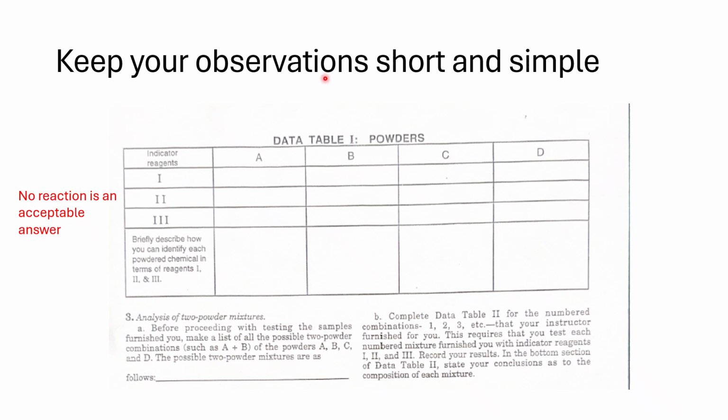Again, keep your observations short and simple. And just a quick note, if nothing happens, that's actually okay. And that is going to be something that happens often. So you just write NR for no reaction. That's an acceptable answer. And it's actually going to help us determine what's going on.